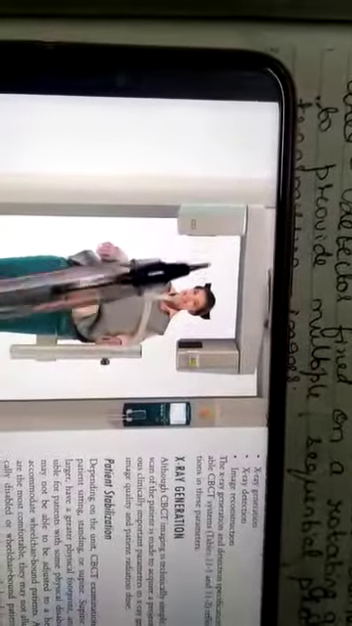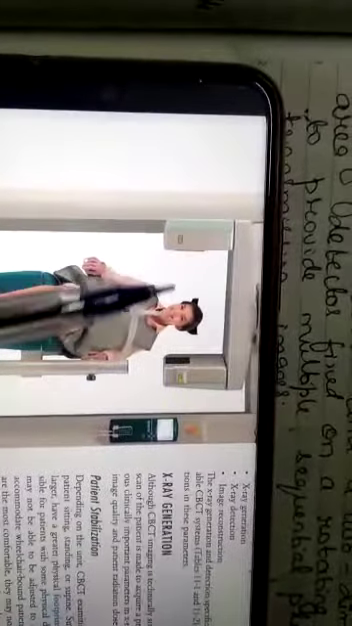Like in this diagram, you can see the patient is sitting, and the X-ray source and the gantry will rotate around the patient, 180 to 360 degrees in a circular motion like this, and it will give the data, which is recorded by the machine.